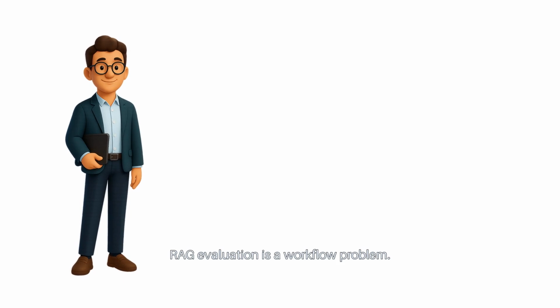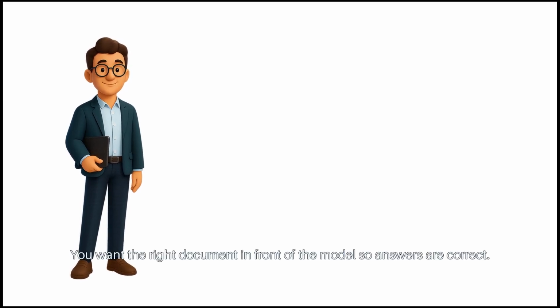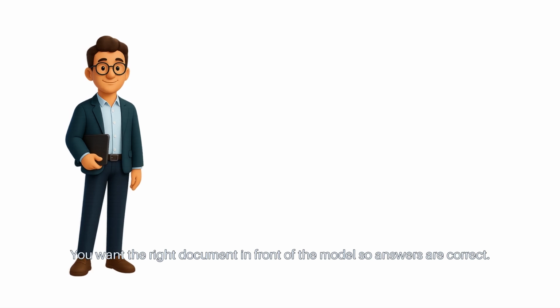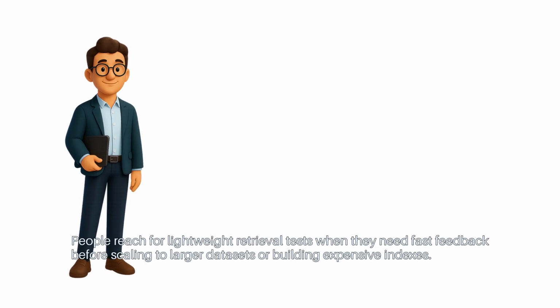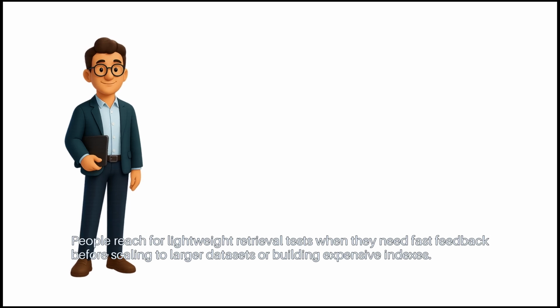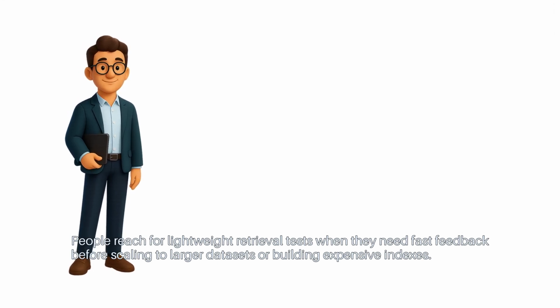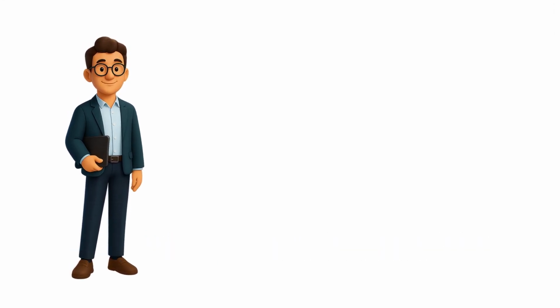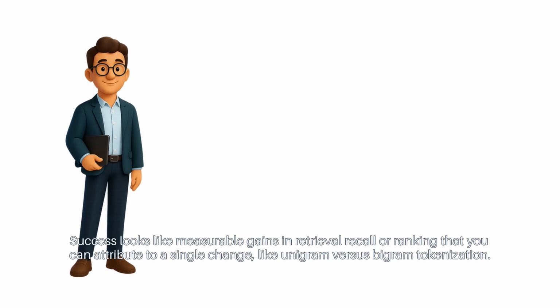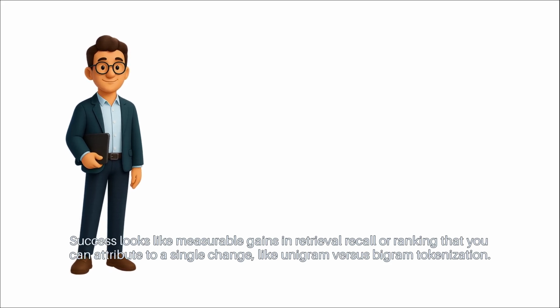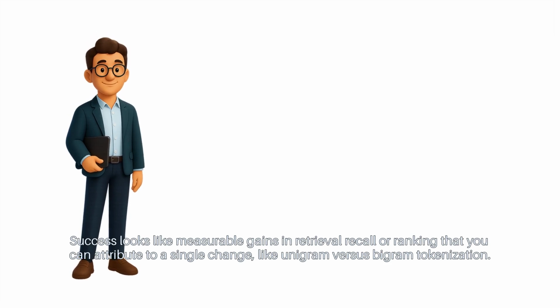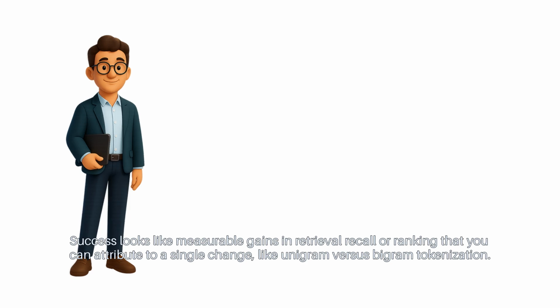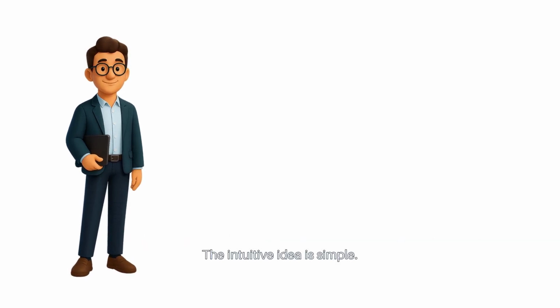RAG evaluation is a workflow problem. You want the right document in front of the model so answers are correct. People reach for lightweight retrieval tests when they need fast feedback before scaling to larger datasets or building expensive indexes. Success looks like measurable gains in retrieval recall or ranking that you can attribute to a single change, like unigram versus bigram tokenization. The intuitive idea is simple.